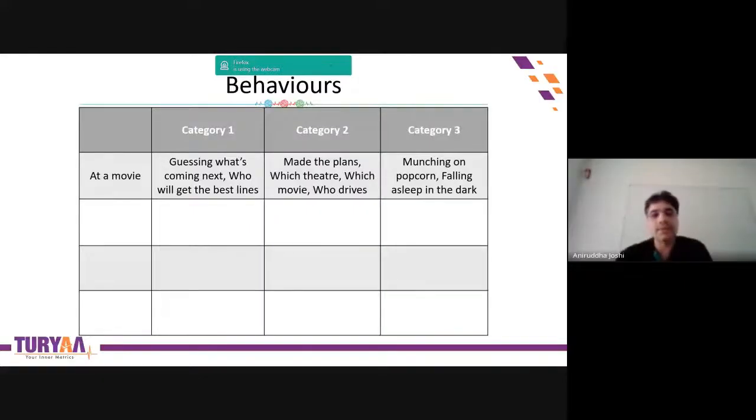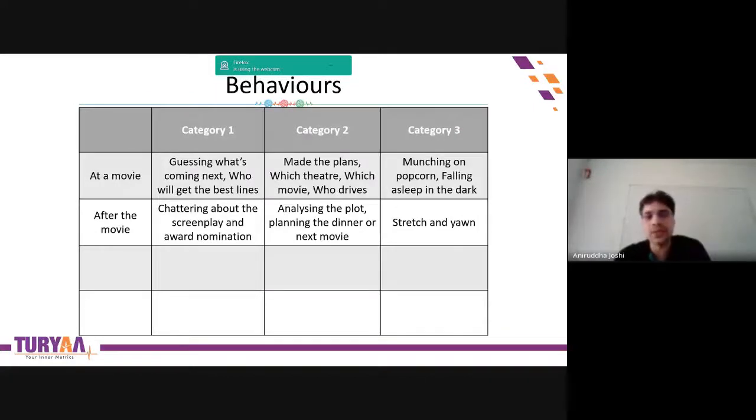After the movie, there are people who are talking about awards, screenplays, and so on. There are people who are making the next plans, the next movie, or let's go for this dinner, and so on. And the third category of people are still enjoying, they're stretching, they're yawning, and so on.